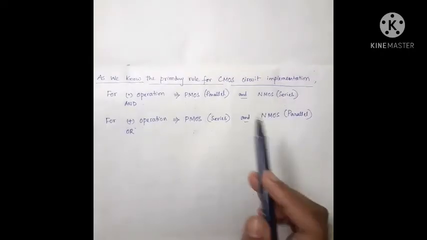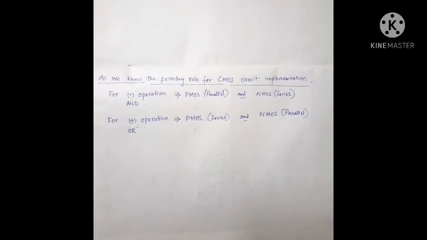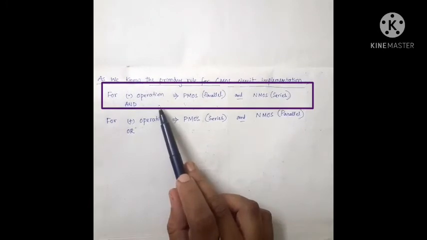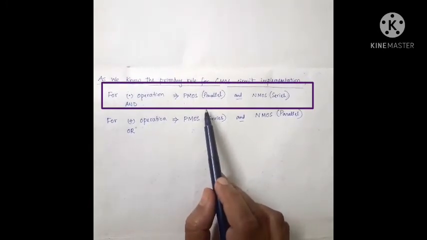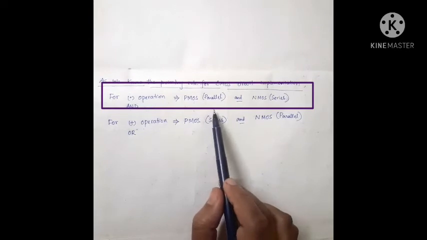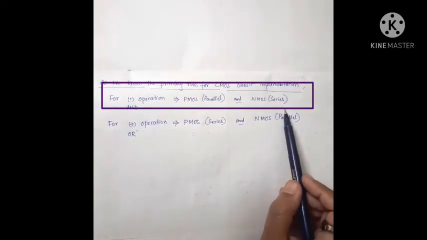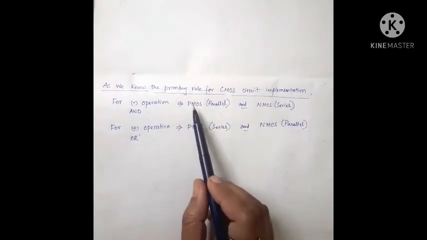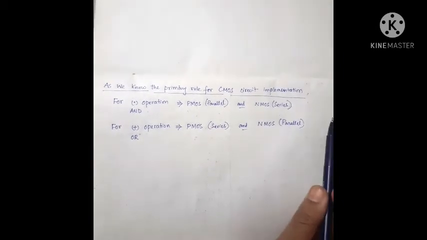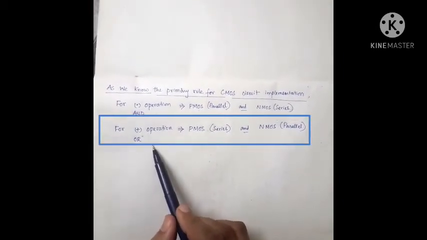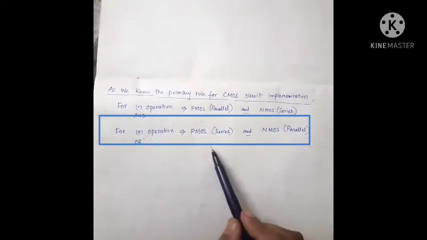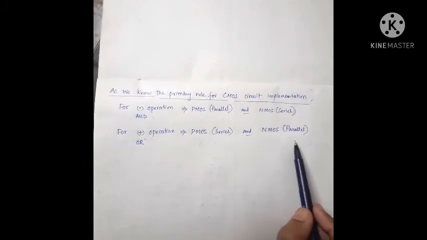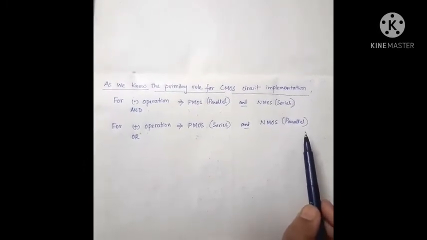As we know, the primary rules for CMOS circuit implementation: for the AND operation, the dot operation, PMOS are to be connected in parallel and NMOS are connected in series. I am talking about the separate connections. For PMOS it is parallel and for NMOS it is series. And for the plus operation, that is the OR operation, PMOS are to be connected in series and NMOS are to be connected in parallel. Just the opposite thing.